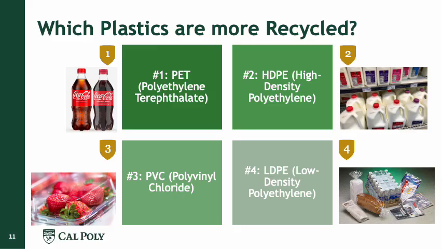So which plastics are more recycled? Well, the number 1 recycled plastic is PET, which is polyethylene terephthalate. So this is the type of plastic that we normally find in water bottles or soda bottles, like Coke or other types of sodas, carbonated drinks. So this PET type of plastic is very widely used.